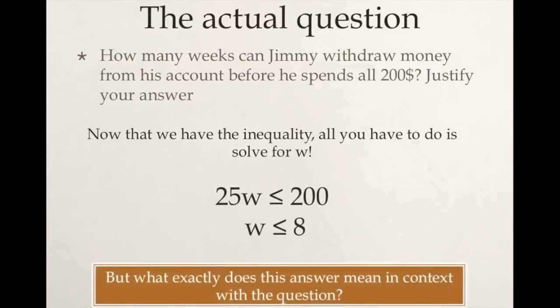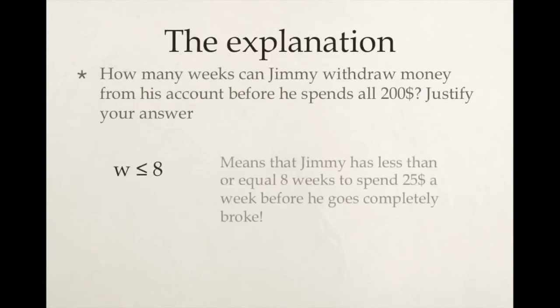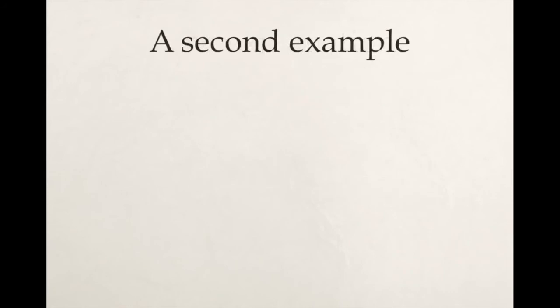But what exactly does this answer mean, W is less than or equal to 8, in context with the question? How many weeks can Jimmy withdraw money before he spends all his $200? This W is less than or equal to 8 means that Jimmy has less than or equal to 8 weeks to spend $25 a week before he goes completely broke. So in this case, at the 9th week, he won't have his $200 anymore. So it has to be less than or equal to 8 weeks.